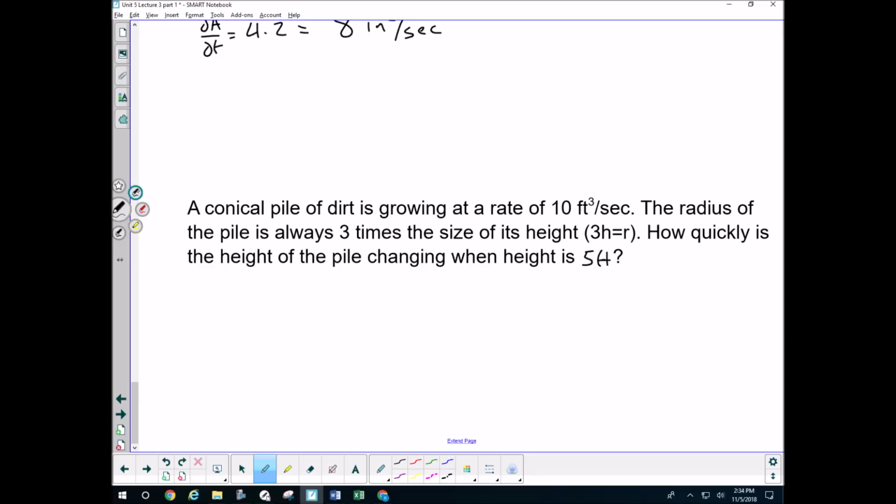Okay, let's think about this situation. We have a pile of dirt that's a cone, and dirt is being added onto this pile. As dirt's being added, the height and the radius change. Okay, does that make sense? Kind of like a conveyor belt throwing dirt on top of this cone. The height is going to grow, but the dirt's going to fall down, and it's also going to make the radius grow. Okay? The volume of a cone would be given to you. It's 1/3 pi r squared h.